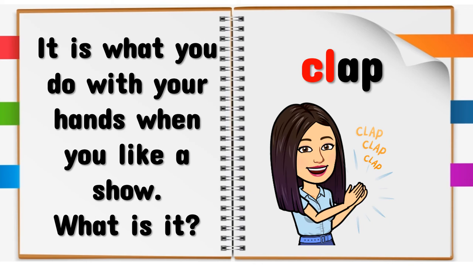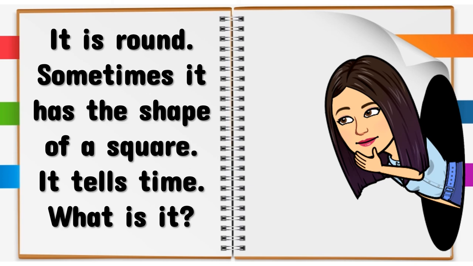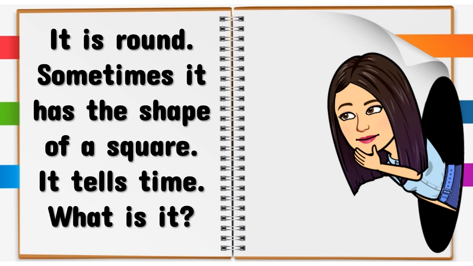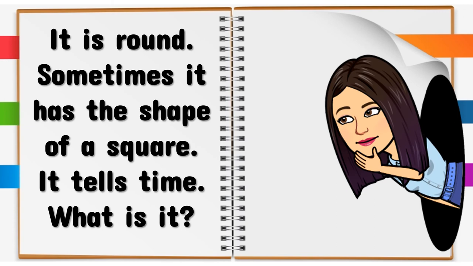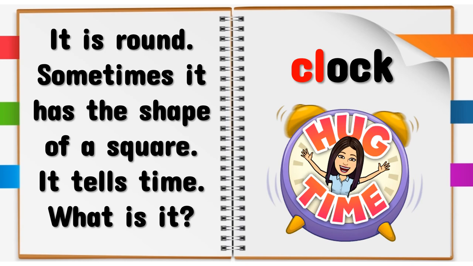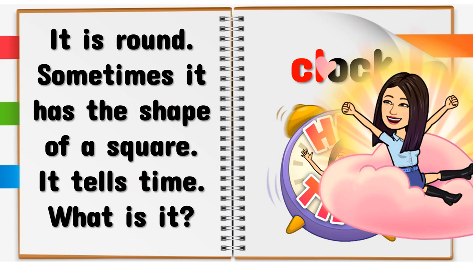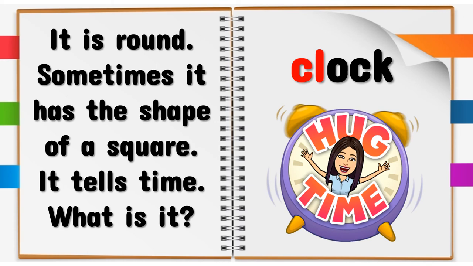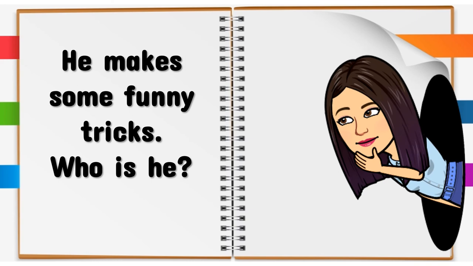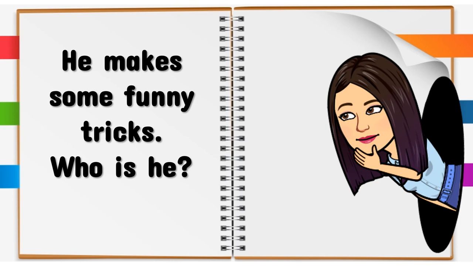It is round. Sometimes it has the shape of a square. It tells time. What is it? And the answer is clock. He makes some funny tricks. Who is he? And the answer is clown.